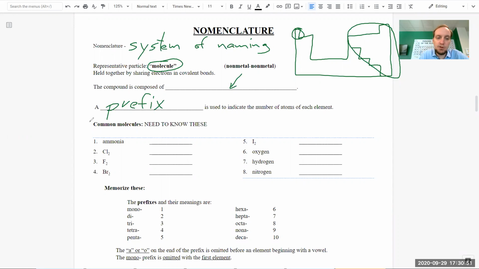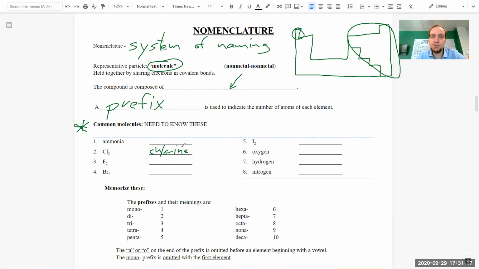There are some common molecules here, and you guys just need to know these. Now, these are when they are by themselves, okay? I'll explain what that means, but I'm going to start with number 2. Cl2, we do not call that dichloride. We just call that chlorine. Chlorine is a gas, and when it's in the gaseous state, it's going to be Cl2. It's never Cl by itself. It's going to be Cl2.